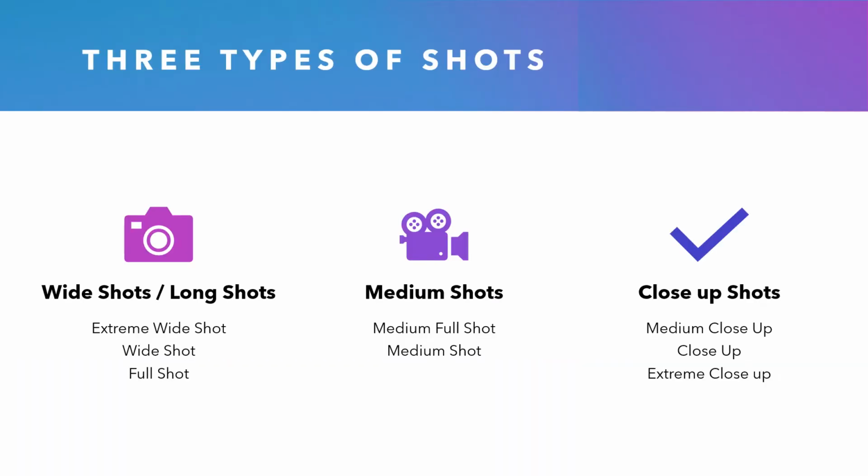There are 3 types of shots: the wide shot, the medium shot, and the close-up shot. They are further subdivided into 8 types, depending on the size of the subject or the image in the frame.